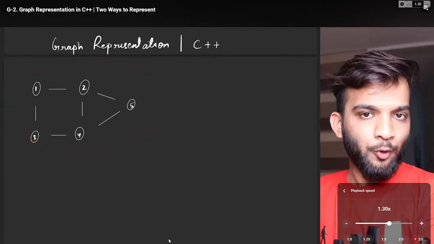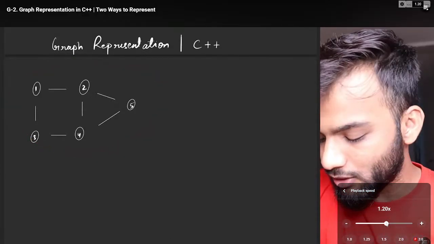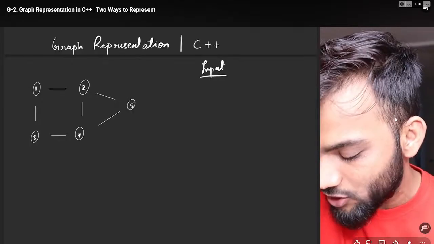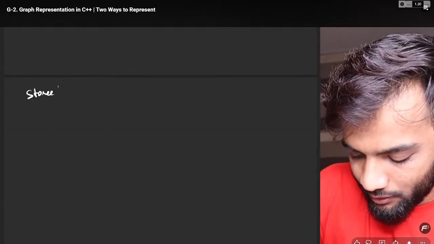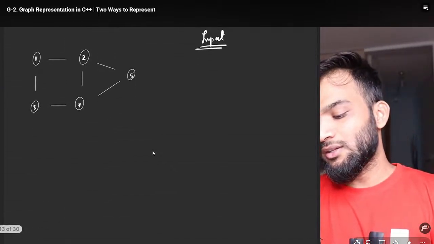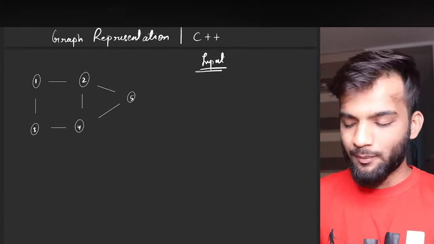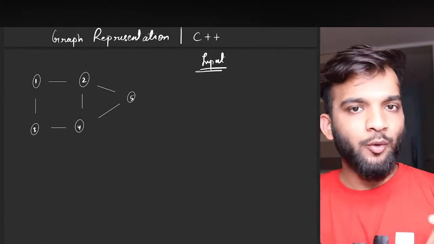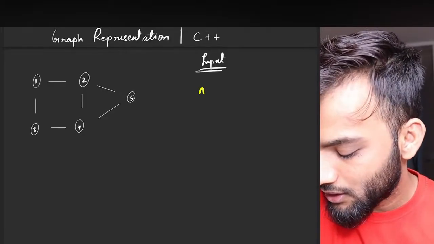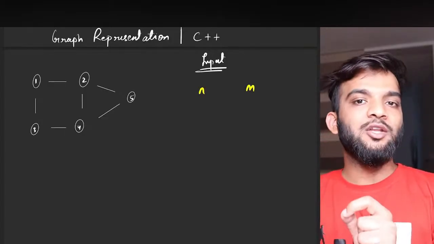Now, there will be two portions. Obviously, someone will give you the input. So the first portion is the input, and next will be how you store it. First, let's understand the input of a graph, and then we can think about how to store it in a data structure. In all the questions, they will tell you given n and m.